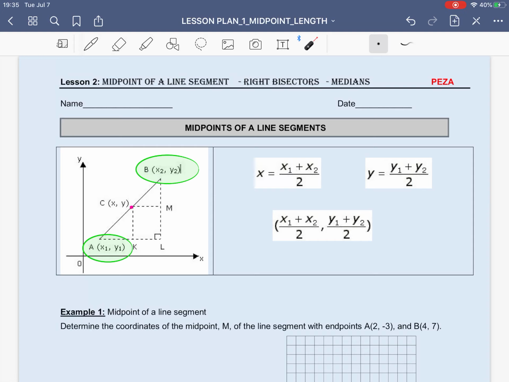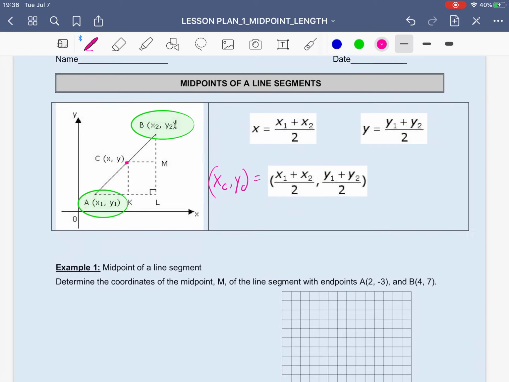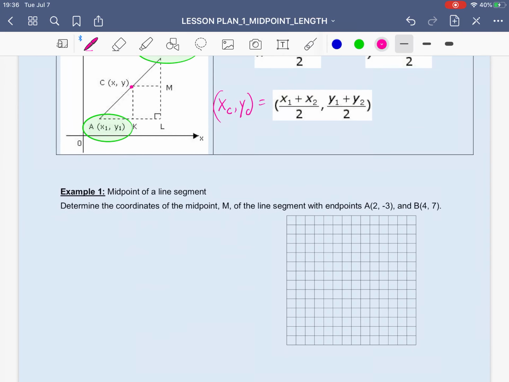So we're going to say that the midpoint, with coordinates x at c and y at c, will have the coordinates x1 plus x2 over 2, y1 plus y2 over 2. We're going to practice this in an exercise.